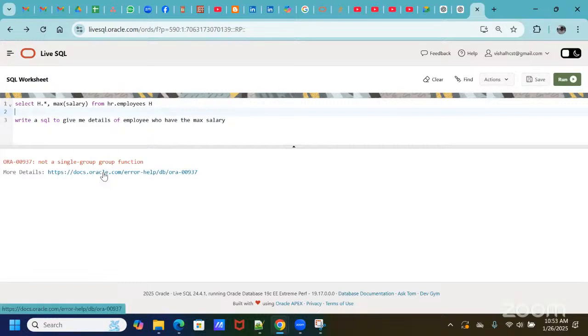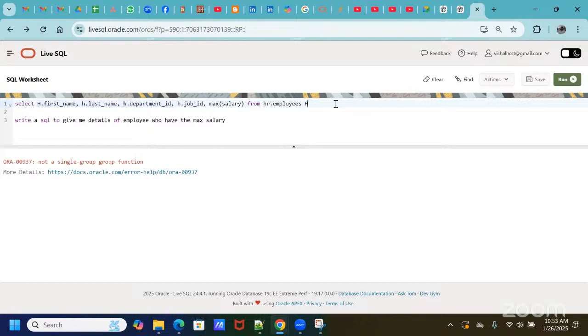But I do not want all of them in group by, because it doesn't give you correct data. Suppose I just want first name, last name. See, I'm writing here h dot first name, comma h dot last name, comma h dot department_ID, comma h dot job ID. I will run this. I need all these columns in the group by.